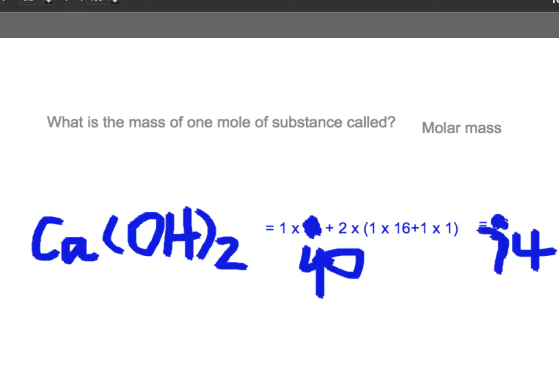So since you have 1 calcium in this compound, you do 1 times 40, and since you have 2 hydroxide ions, you do plus 2 times brackets 1 times 16, which is the molar mass of oxygen, inside the bracket, plus 1 times 1, which is the molar mass of hydrogen inside the brackets. And you would get 74 as your answer. This is the molar mass of calcium hydroxide.